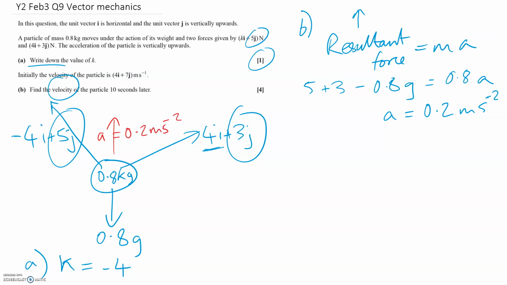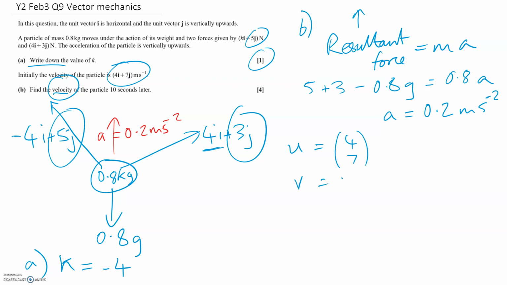We've calculated that now, and so we can now think about using the SUVAT rules to find this velocity. So if you write down what we know, I think probably I should write all this in vector form. So u is going to be 4, 7. Let me just write that a bit clearer. So the initial velocity is going to be 4, 7, because it tells us that in the question.